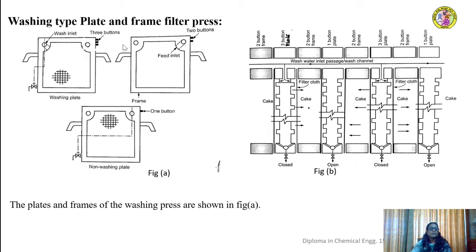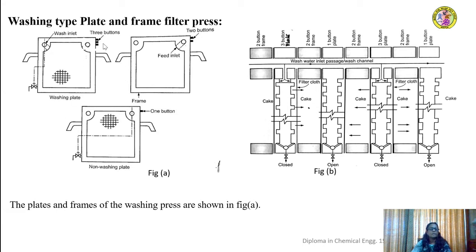So this hole will be present on all the plates and frames, so that when you place the plate and frame alternatively like this, these holes form one channel that is meant for slurry, and the opposite hole will form a separate channel that is meant for passing the wash liquor. So for the easy identification of the washing, non-washing plates and the frame, there is an arrangement, that is by providing buttons, we can easily identify which type of plate and frame, and that helps us in quickly assembling the washing type of plate and frame filter press.